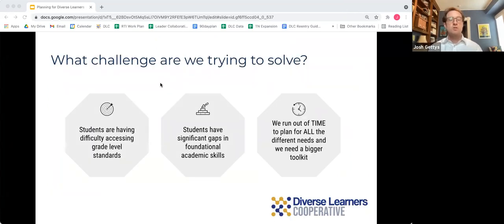What challenges are we trying to solve here? We really know there's many of them, but three we've narrowed it down to. One, we know students are having a challenge accessing grade level standards. We know students have significant gaps in foundational skills for academics, especially even some social emotional skills. We also run out of time to plan for all the different needs the students have in our classroom. And we really need some more tools that we can pull out and implement in our classroom to meet the needs of all the students.